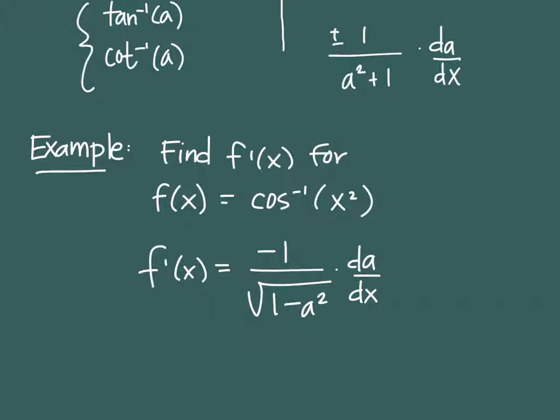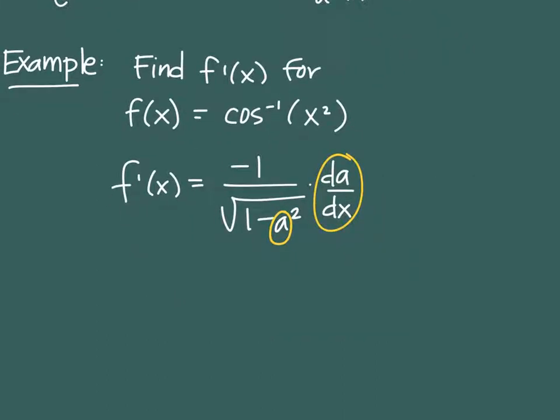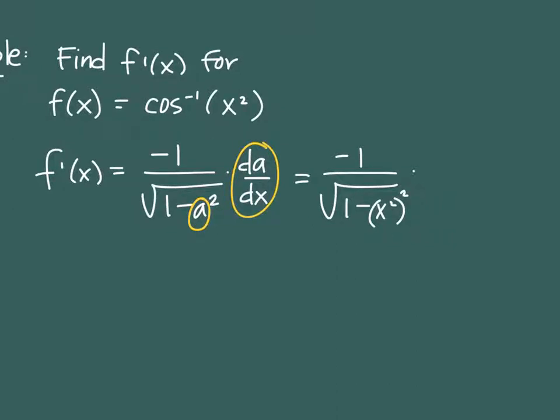And now what I'm going to do is the a value, the a quantity, is x squared. So I'm going to drop x squared into the position of every a here. So I'm going to drop x squared here. And then I'm going to drop the derivative of x squared right there. So this will become -1 over the square root of 1 minus. Now I'm dropping x squared into the a position, which is already also squared, so it would be x squared quantity squared. And then the derivative of that is 2x. That's the chain rule. It's the derivative of x squared.